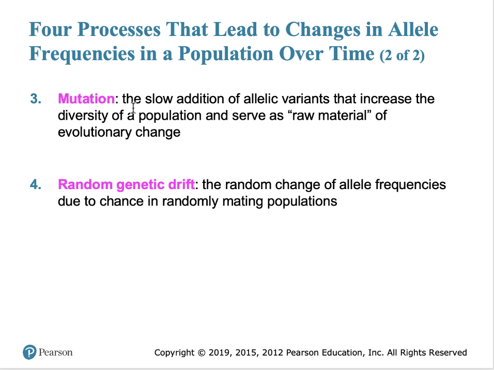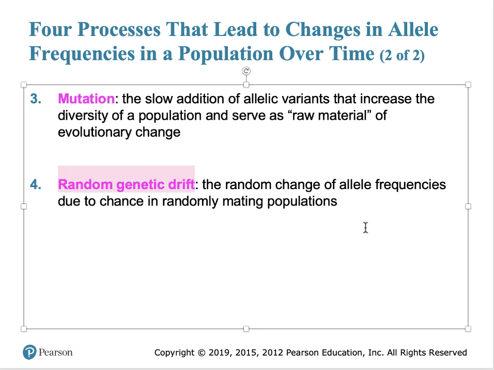Number 3 is mutation. Mutation is generally a slow process that introduces new alleles into the population that can be tested and challenged. And then lastly, the one that students generally tend not to remember is random genetic drift. This occurs when the population size drops to low numbers, or when mating behavior in individuals of that sexually reproducing population is no longer random.